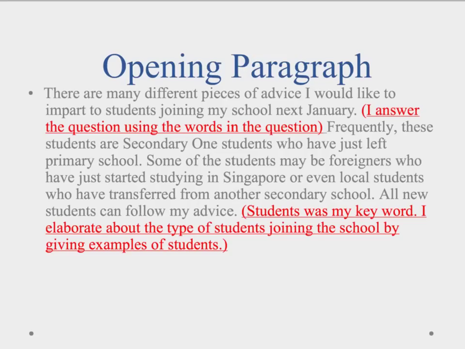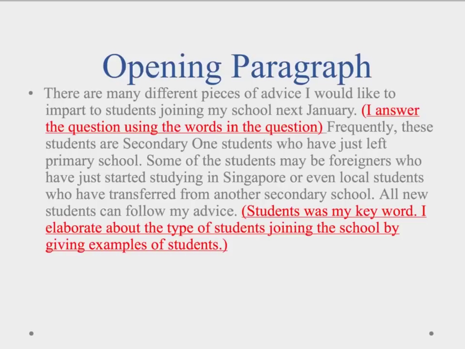There are many different pieces of advice I would like to impart to students joining my school next January. So if you notice, I used the exact words in the question. I used the word advice, I used the word students, and I used the words joining my school next January. Don't forget, guys, that the words in red are my teacher's notes. Please do not copy them when you write your answers.